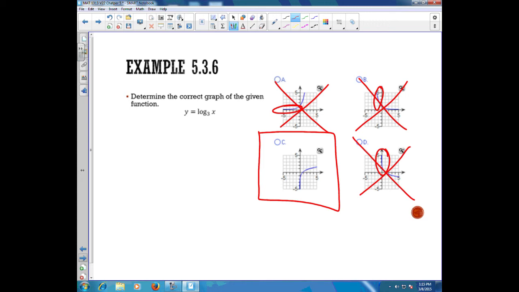Notice that it has a similar shape to the picture from the previous slide. It's just log base 3 of x now, so it's going to be a little flatter if you graphed it.